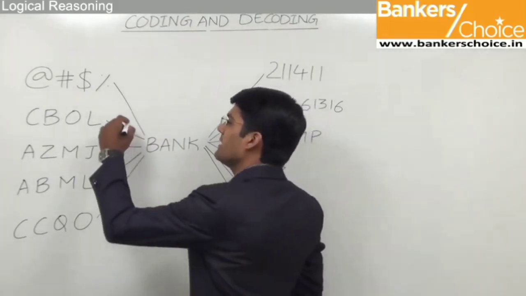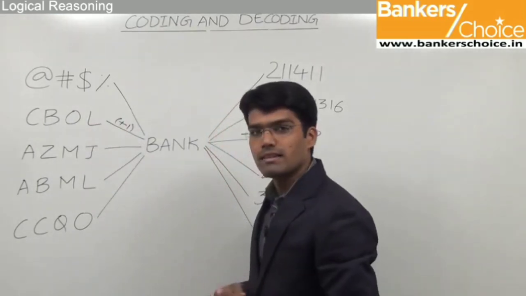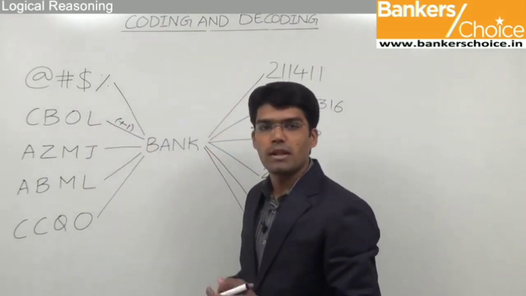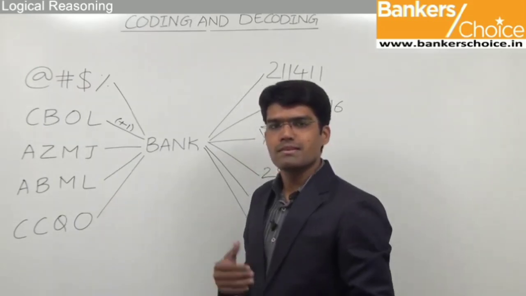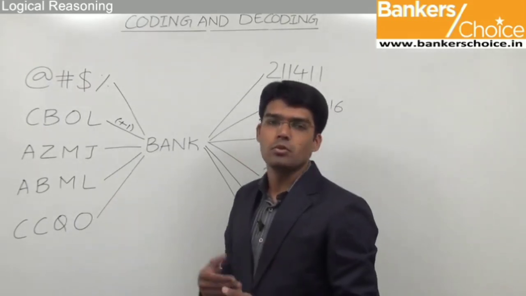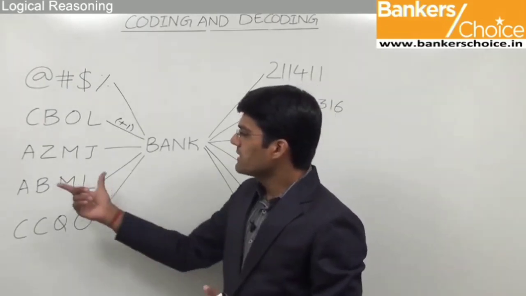So we can say that the coded form of the word bank here is +1. That is the logic behind this coding is +1. So each letter has to be shifted by one position in the forward direction. Similarly, each letter can be shifted by 2 positions or 3 positions for that matter. Let us now take the third one.